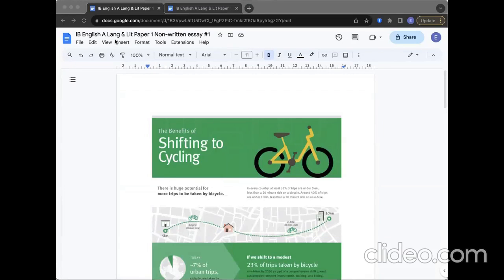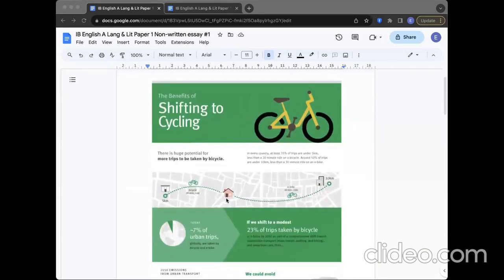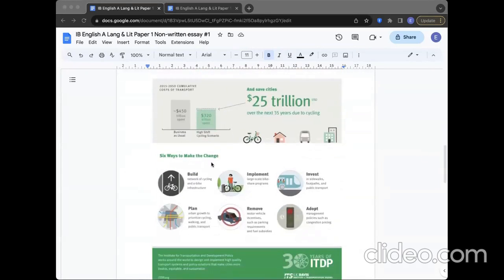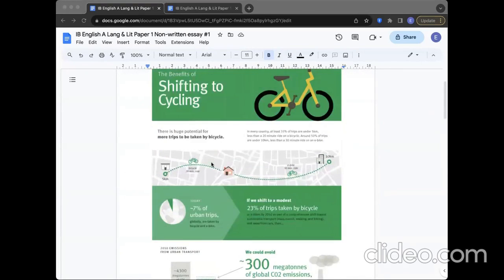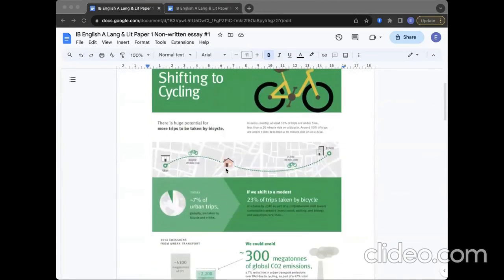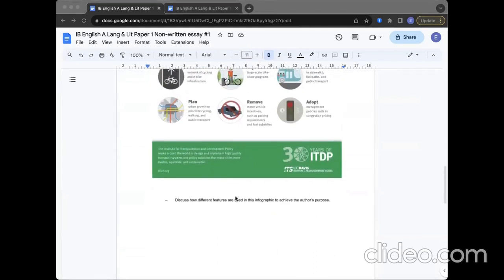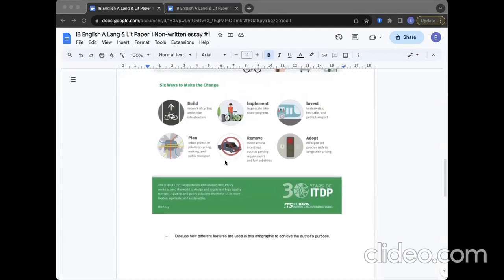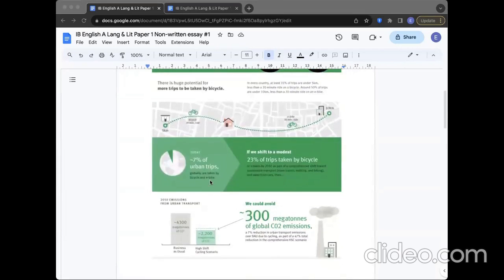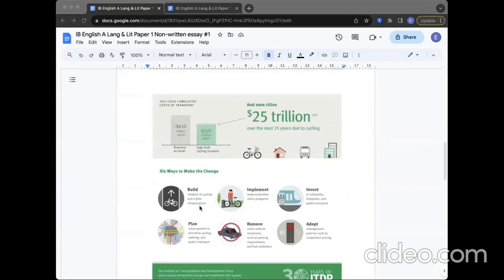All right, here we are given the latest English A Paper 1 non-written text, which is an infographic. It seems quite straightforward and coherent to understand the main topic. On top of everything, what we have to check the very first is the guiding question: discuss how different features are used in this infographic to achieve the author's purpose. Okay. And after that, we are supposed to check the source of this infographic. Oh, yeah, this one, the source is given at the very bottom.